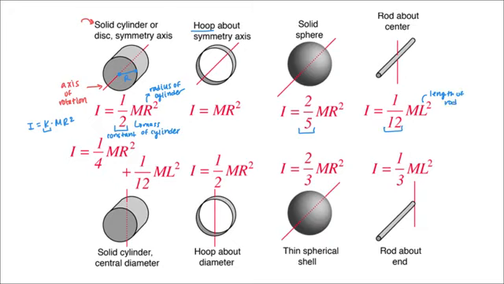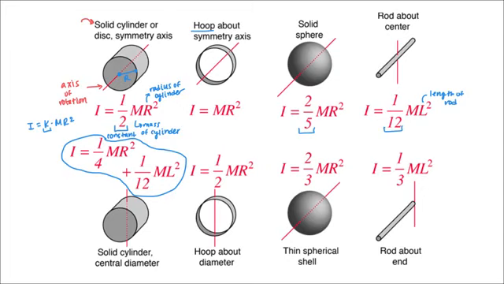And then on the bottom row, we have a bunch of the same objects, but with a different axis of rotation. So let's say the cylinder instead wasn't going through the center, but I stuck the axis through the side of the cylinder in the middle. It would actually be this whole thing, 1/4 mr squared plus 1/2 ml squared. Similarly for a hoop, if we put the axis of rotation not through the hoop, but through the side of the hoop, we would have a different equation.